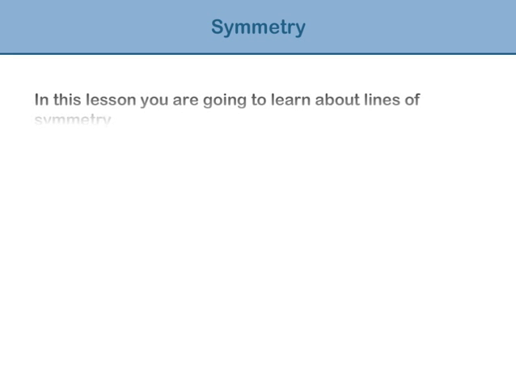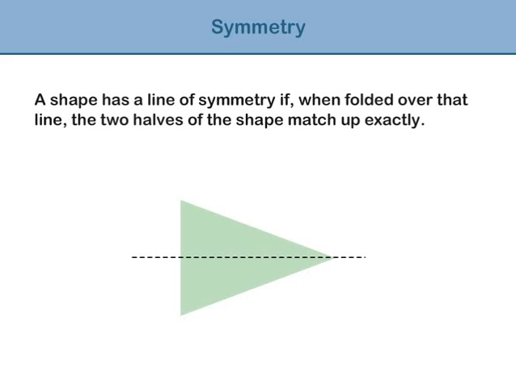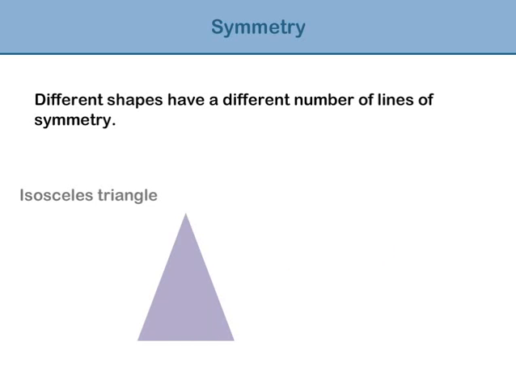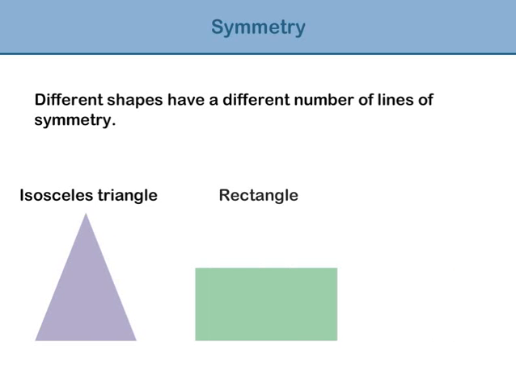In this lesson, you are going to learn about lines of symmetry. A shape has a line of symmetry if, when folded over that line, the two halves of the shape match up exactly. Different shapes have a different number of lines of symmetry. In this lesson, we will see how many lines of symmetry are in an isosceles triangle, a rectangle, and a parallelogram.